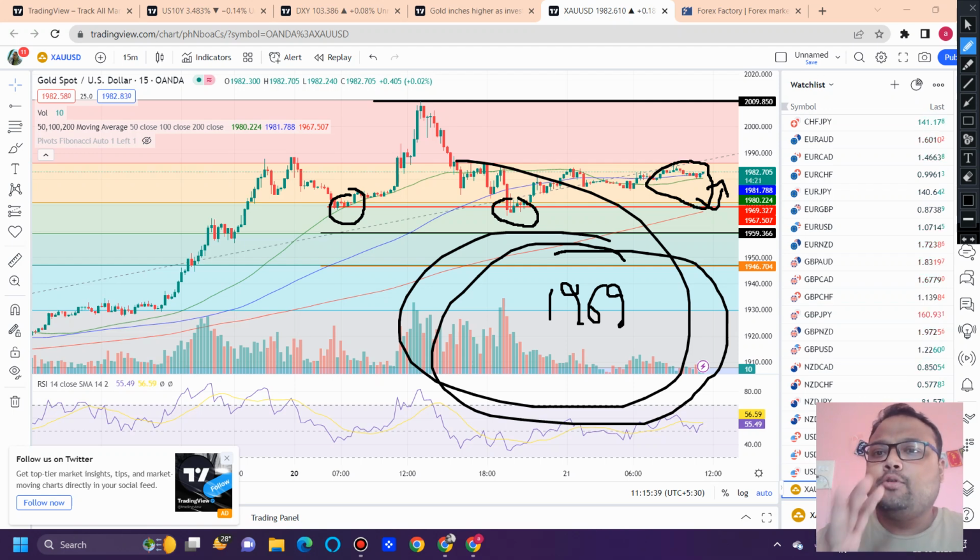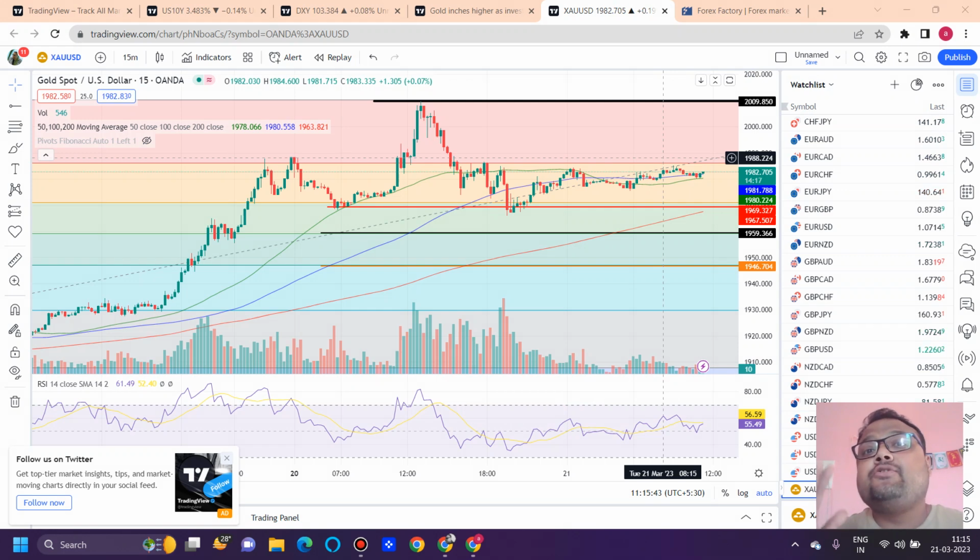If market takes support, go for a buy position. And if market shows extreme volatility, because probably you have observed in the last couple of days that market has become very unpredictable. Asian session market is different, European market session is different, and US session is completely different. So the market has become very unpredictable.